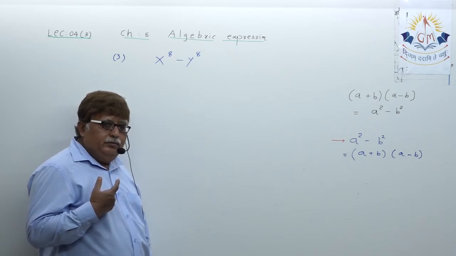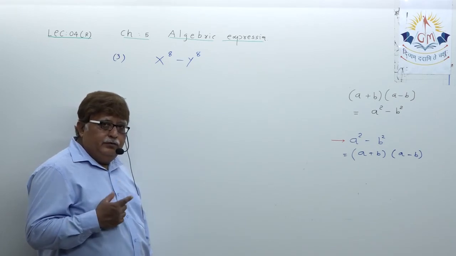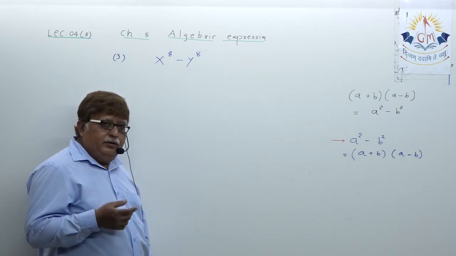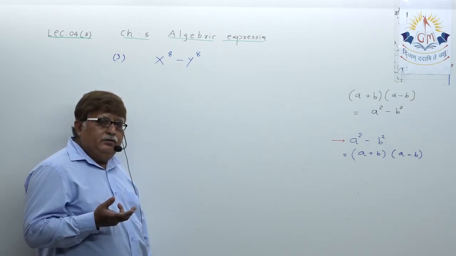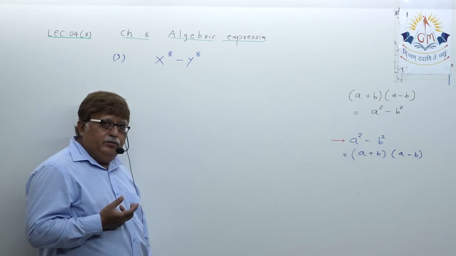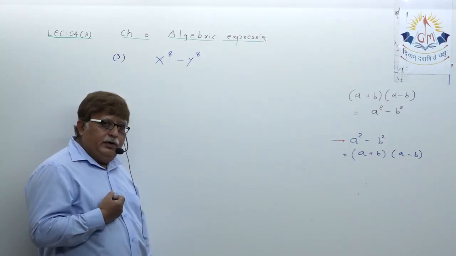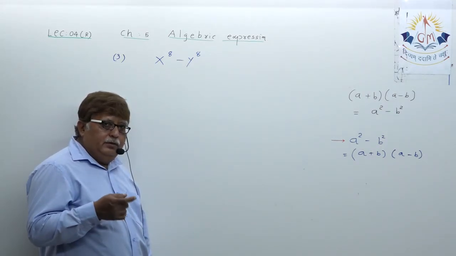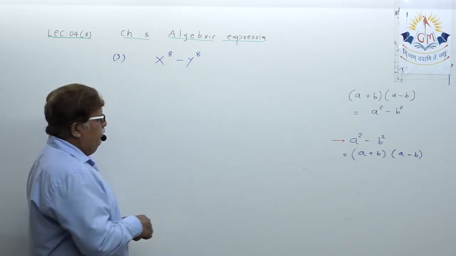How many terms? 2. Both are perfect squares? Yes or no? Many students might be thinking that the square root of 4, 9, 16 is available. Well, what is the square root of x to the 8? Actually, when you take out the square root of powers, you have to just halve them. What is the power here? 8. So its square root is 4. Okay. Let us solve.